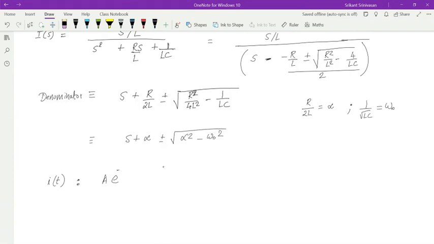So let's write it out fully. So e power minus alpha minus root of alpha square minus omega naught square, into t, plus some B times exponential of minus alpha plus root alpha square minus omega naught square. Is everyone following this so far?